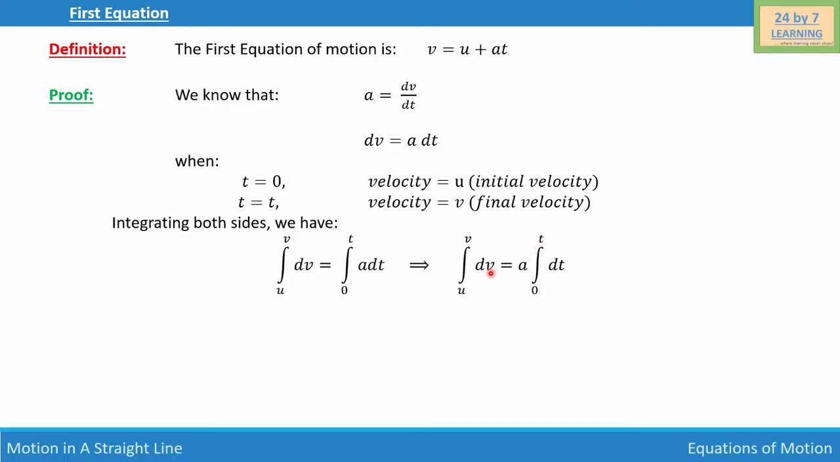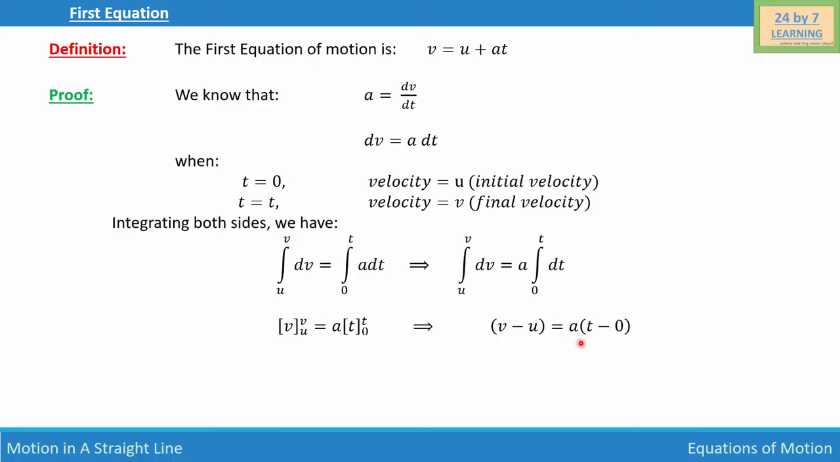If we integrate, the integration of dv is v, so we'll write v limit u to v, and integration of dt is t, so we'll write that is equal to a t limit from 0 to t. Now let's substitute the values of the limit, and if we do that, we'll write v minus u, which is basically upper limit minus lower limit, is equal to a inside the bracket t minus 0, again upper limit minus lower limit.